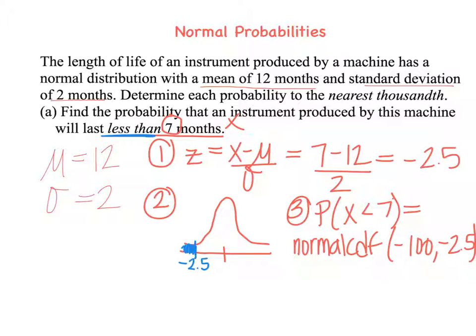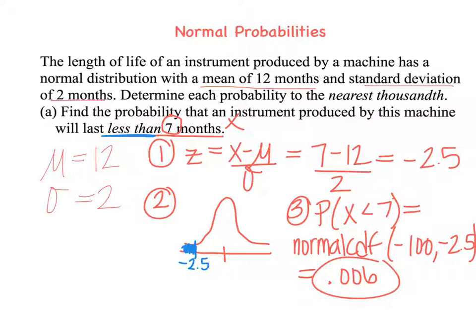If you have your calculator nearby, you're going to press second vars, and choice 2 should be normal CDF, and then you're going to type exactly what we just wrote. And I didn't mention this, but let's go ahead and round our probabilities to 3 decimals. So I get that this is 0.006, which, as we expected, is pretty small. So that is my final answer. That would be a model way to show all of your work, showing your z-score calculation, showing your curve, and then finally showing your probability with proper notation.